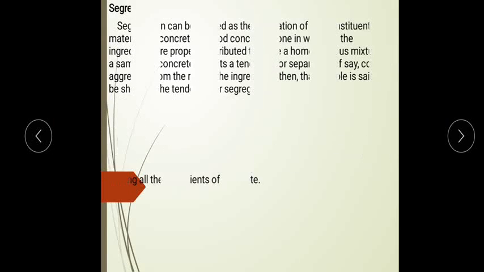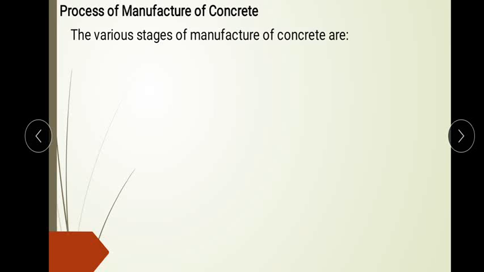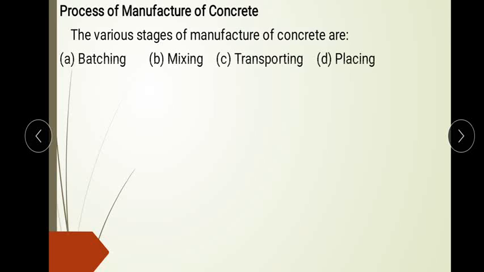So this is about the bleeding part, how we face those problems in fresh concrete. Now, the process of manufacture of concrete. In the manufacture of concrete, or fresh concrete, a few steps are to be included, from getting the materials onwards, to how we are going to finish that particular concrete that we are making on site.